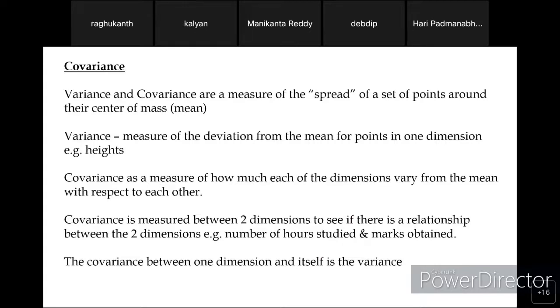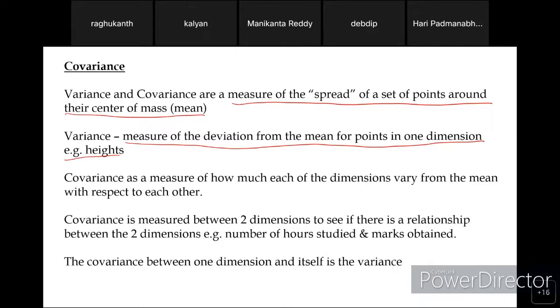I hope all of you know this concept of variance and covariance. These are just a measure of the spread, how much a set of points has spread around the center of mass itself. Variance means a measure of the deviation from the mean for points in one dimension. Covariance is basically a measure of how each of the dimensions varies from the mean with respect to each other. I hope all of you know this, you would have already computed it for other types of problems also. Covariance, of course, is measured between 2 dimensions.